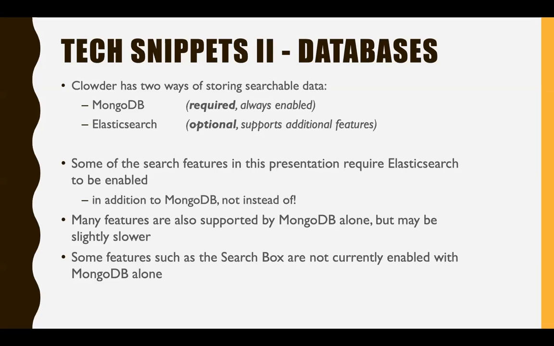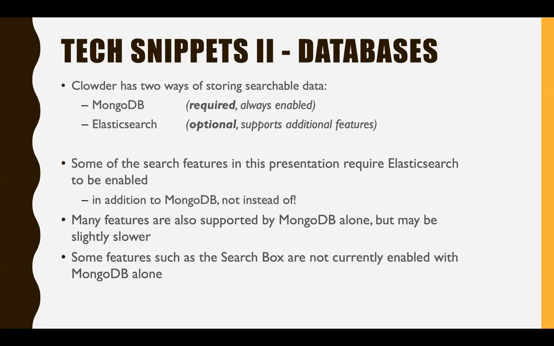But it's possible that if you have Elasticsearch disabled for one reason or another, there are certain features that will not be possible, such as the search box in the upper right-hand corner of the page. If you do your searching without Elasticsearch, you might see a different set of search results because we use Mongo to perform the search, and the search results may be slightly different. In addition, there are certain things that are faster or slower depending on what database you're using.